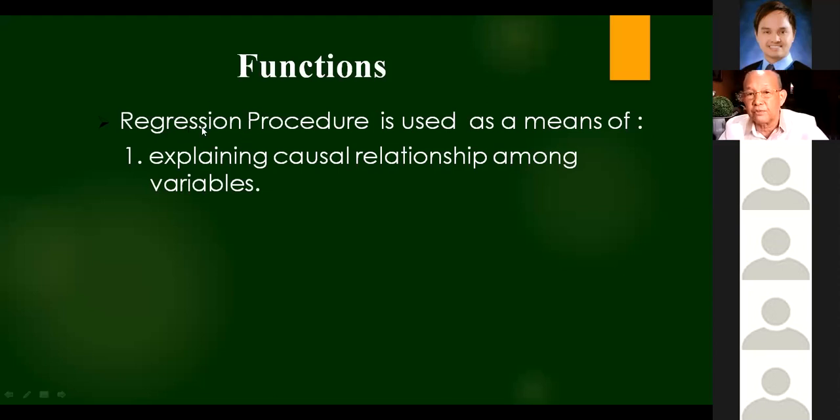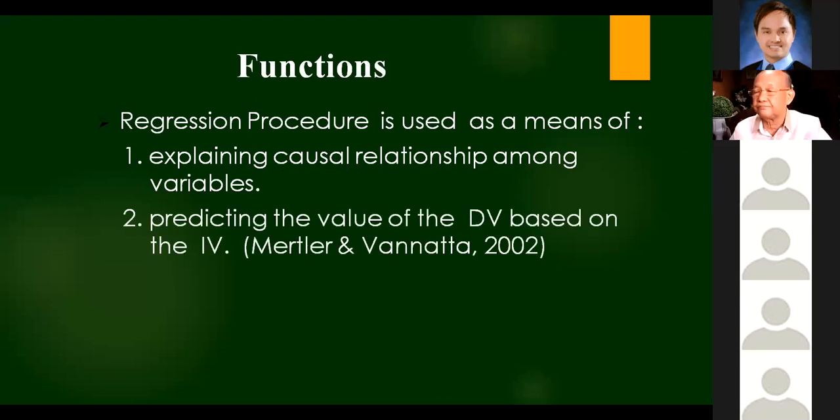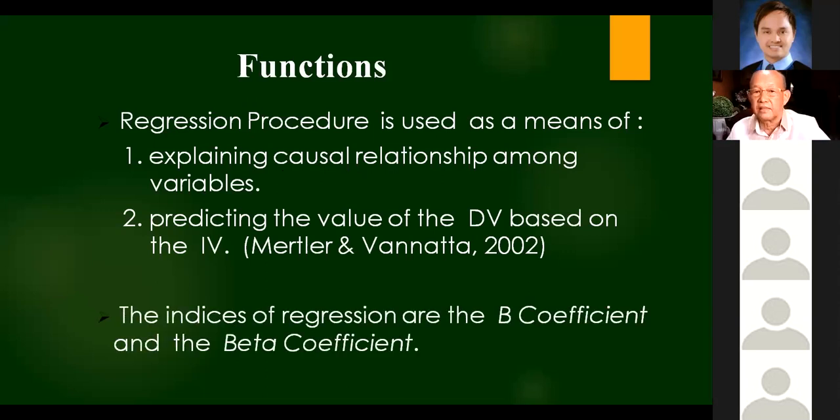For regression procedure, it is used in explaining causal relationship among variables. I will give you an illustrative example later on. Second function, you use regression for predicting the value of the dependent variable based on the independent variable as suggested by Mertler and Vanata. And next, the indices of regression are called B coefficient and beta coefficient.